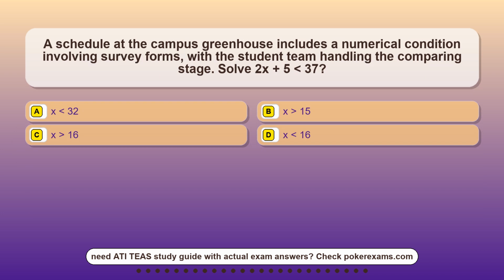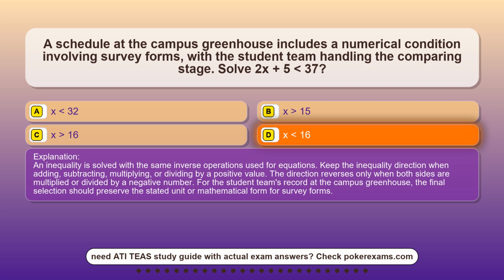A schedule at the campus greenhouse includes a numerical condition involving survey forms, with the student team handling the comparing stage. Solve 2x + 5 < 37. Option A, x less than 32. Option B, x greater than 15. Option C, x greater than 16. Option D, x less than 16. The correct answer is option D, x less than 16.